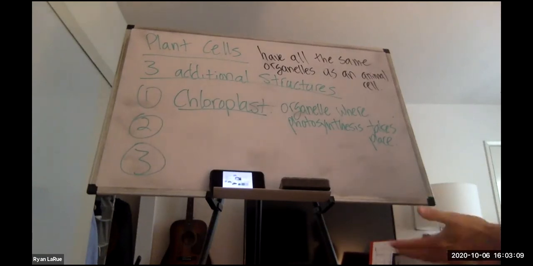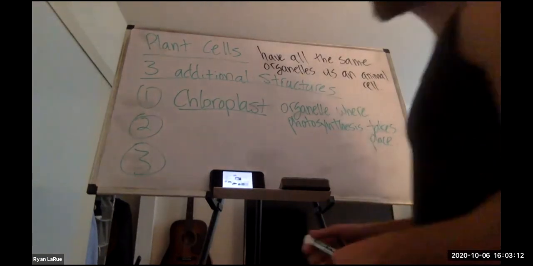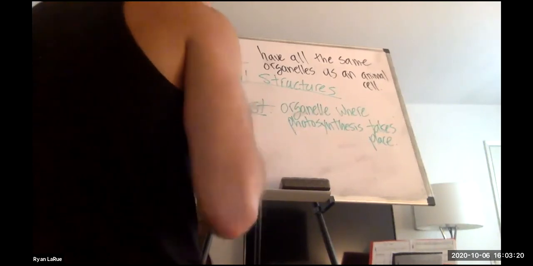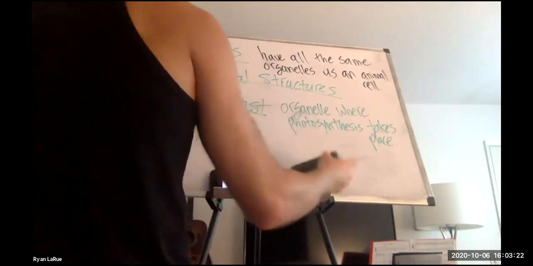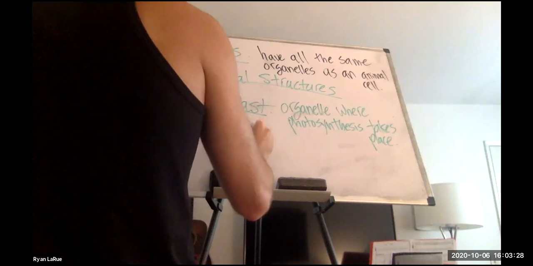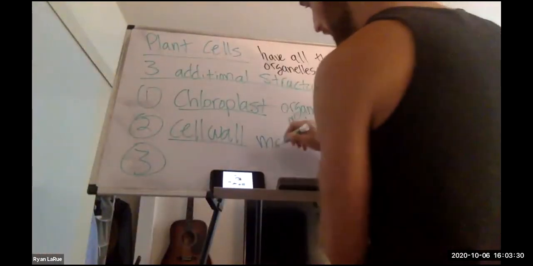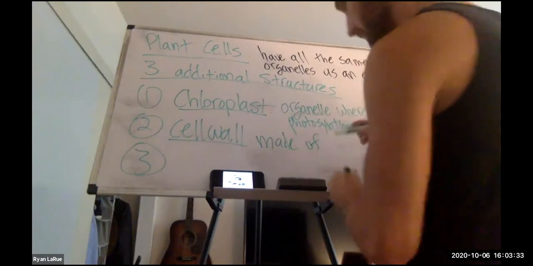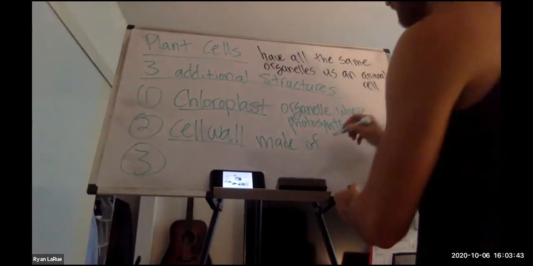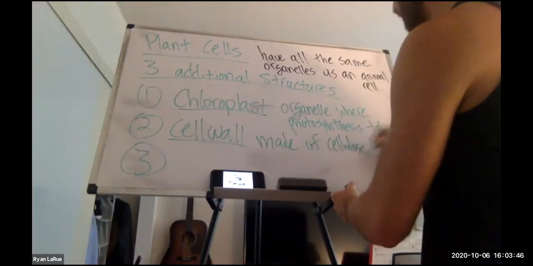The second structure that plants have that animal cells do not is the cell wall. Cell wall. And we talked a little about the cell wall in the last unit. You guys remember what it's made of? It's made of what? Talked about it when we talked about carbohydrates. Yeah, cellulose, exactly. So cellulose was that polysaccharide, that structural polysaccharide.